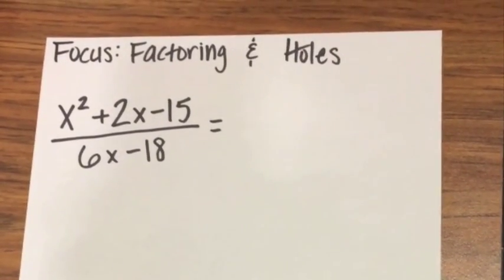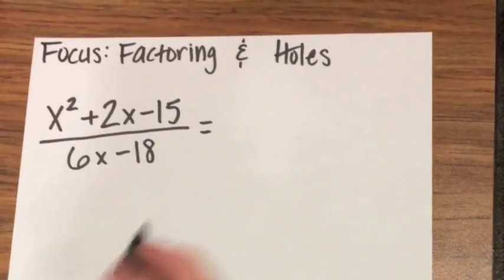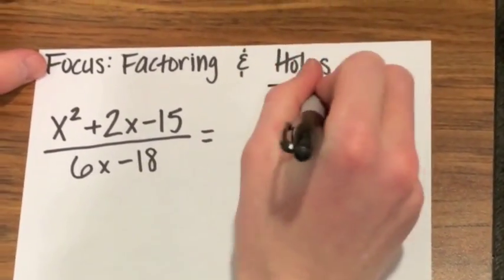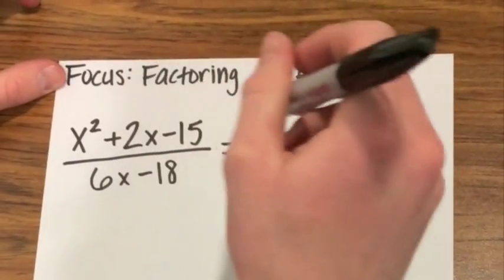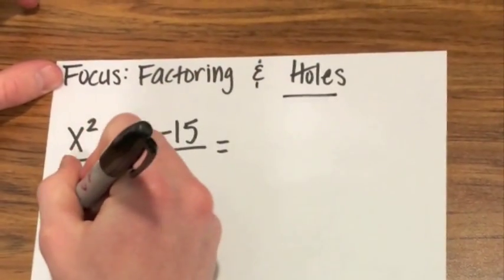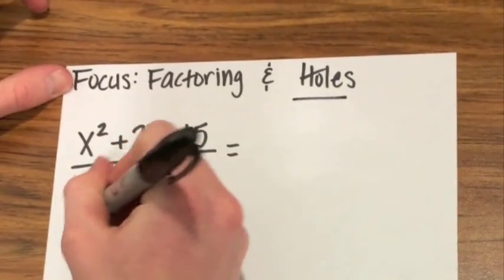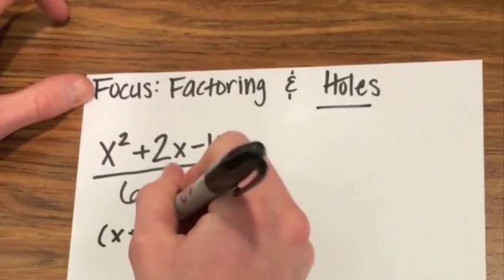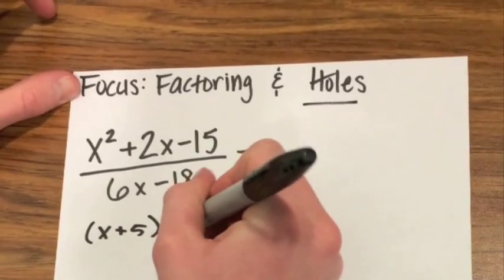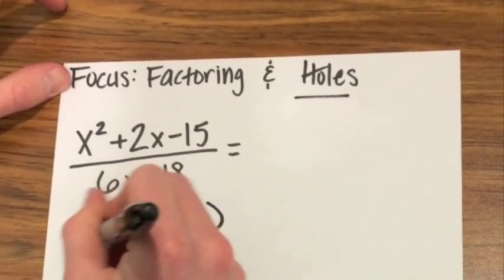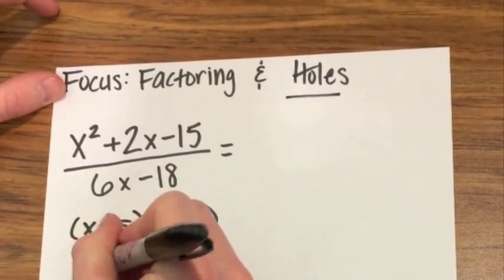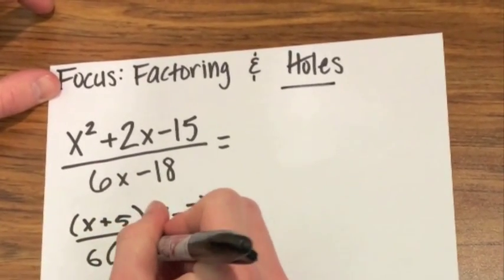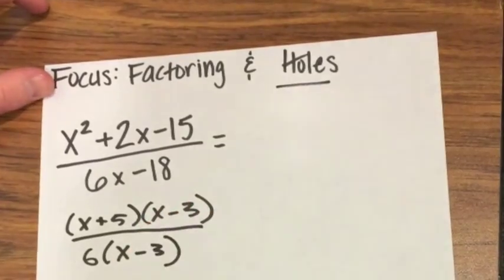Today we'll be focusing on factoring with holes. The first thing we need to do for this is factor the top, and if we split the middle, this will factor into x plus 5 times x minus 3. And then the bottom one we can factor out a 6, then that'll factor into 6 times x minus 3.